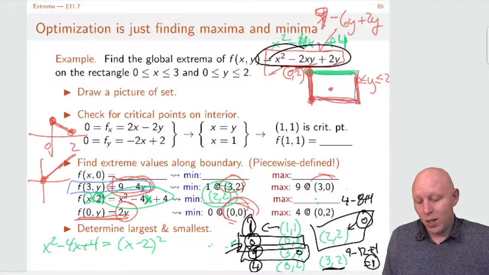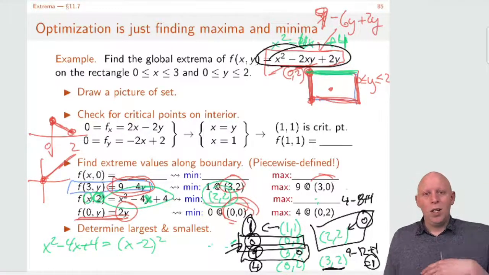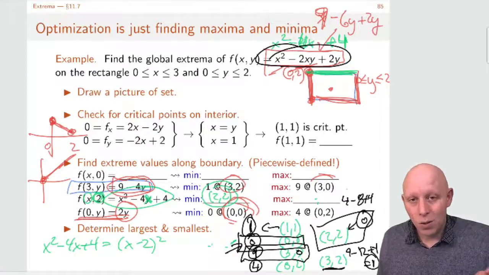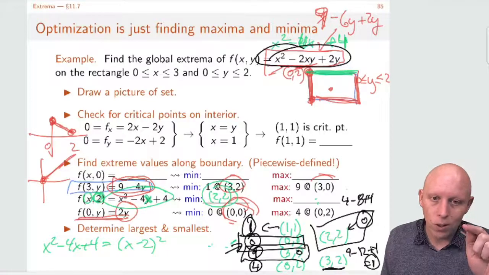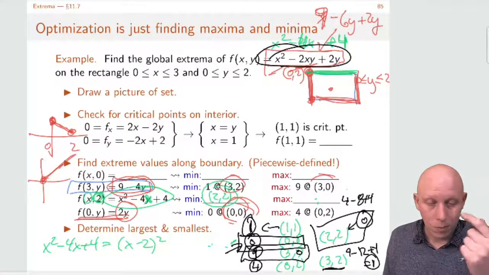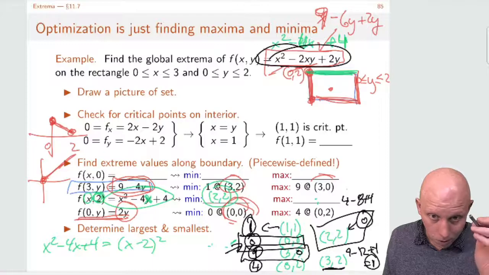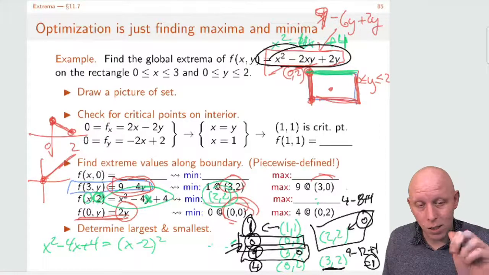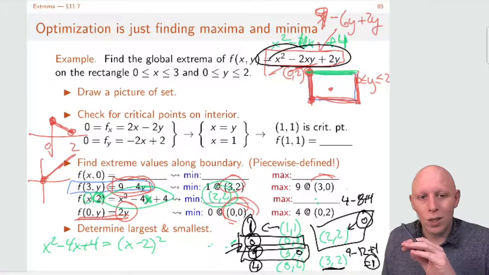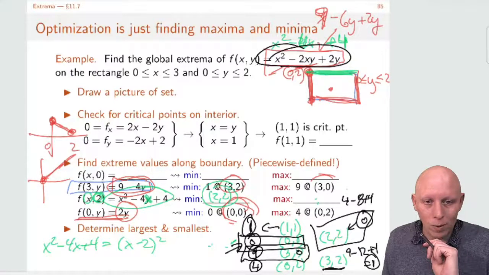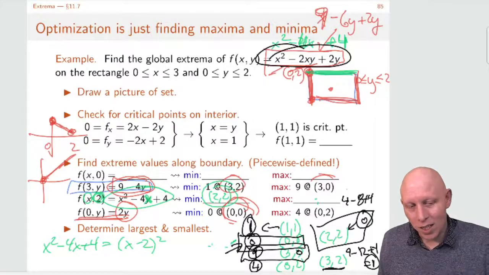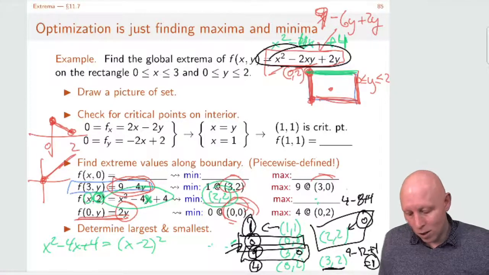All right, so stepping back, what did we do? We needed to find the extreme values on this set. To do that, we look for the critical points on the interior, and we look for critical points on the boundary as well. We then take the set of all of those and find the largest and the smallest.